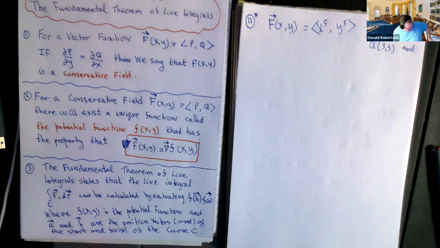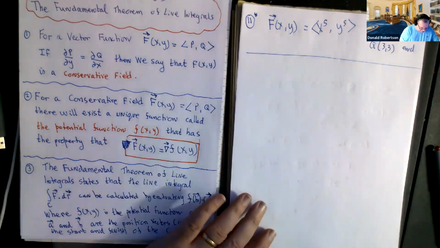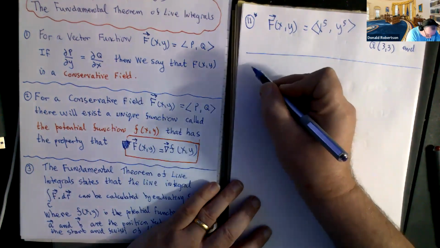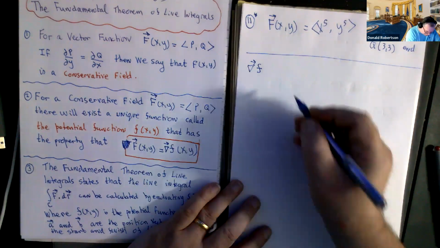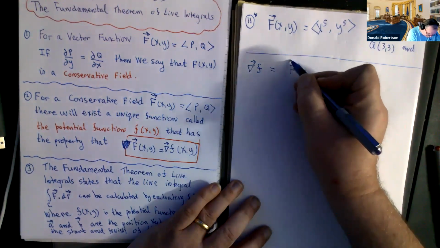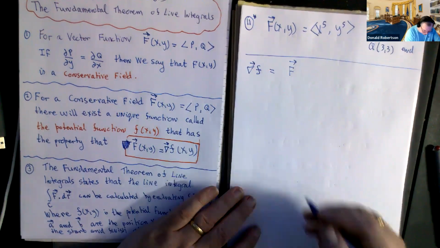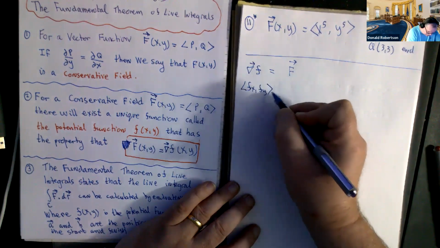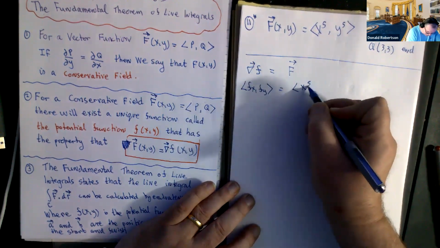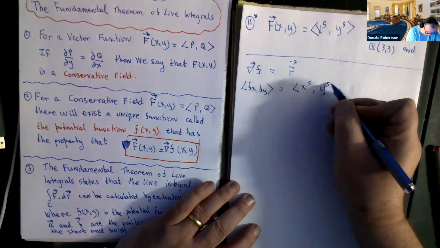Can you just assume here that it is a conservative field? It's dead easy, both partial derivatives are 0. So we'll pretend that we checked that. And now we're going to find the potential function by using the property that the gradient of the potential function is equal to the original vector field. And so this is going to be equal to that.